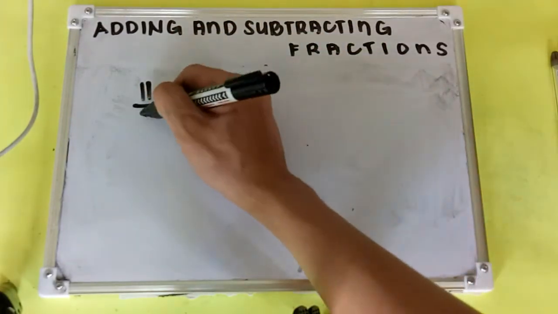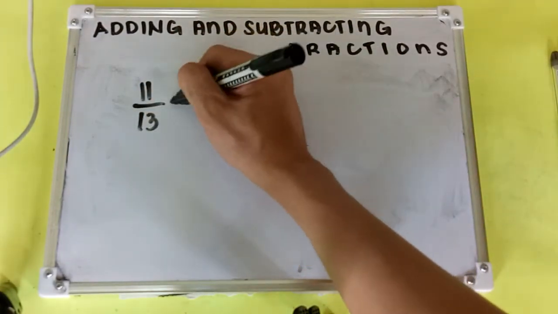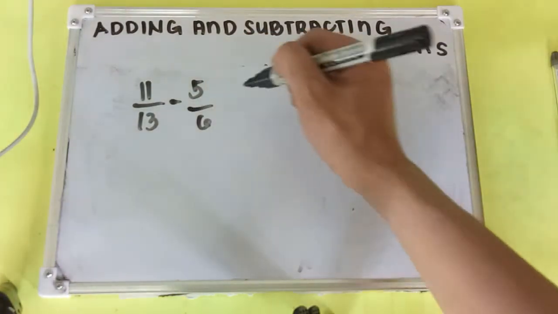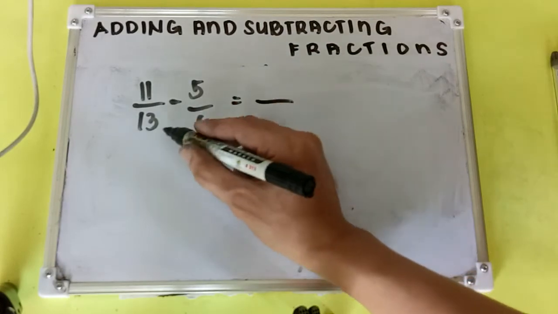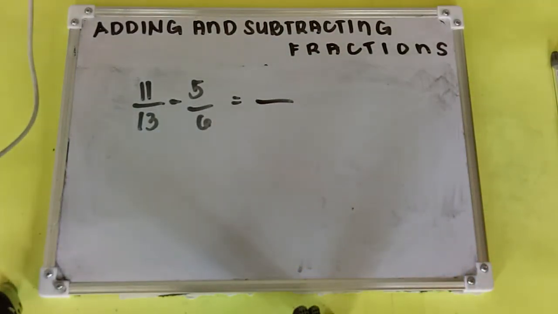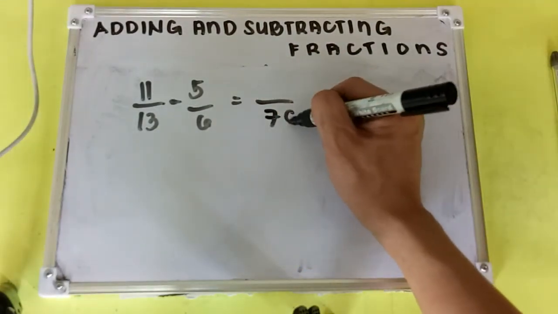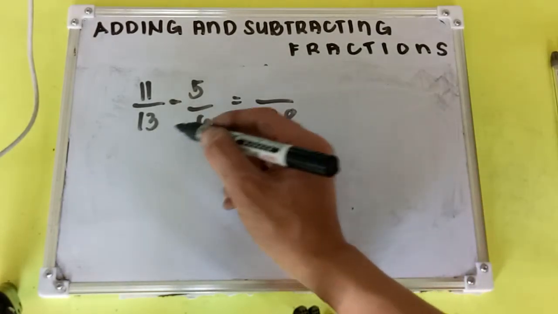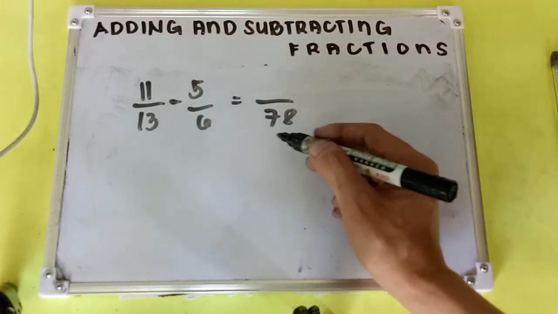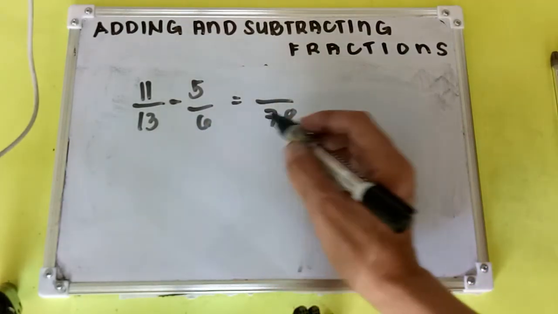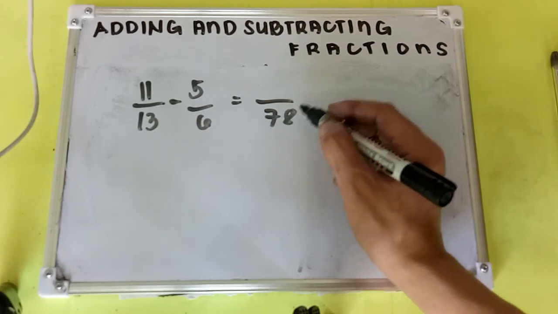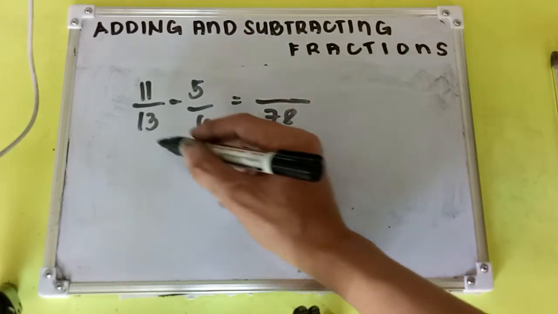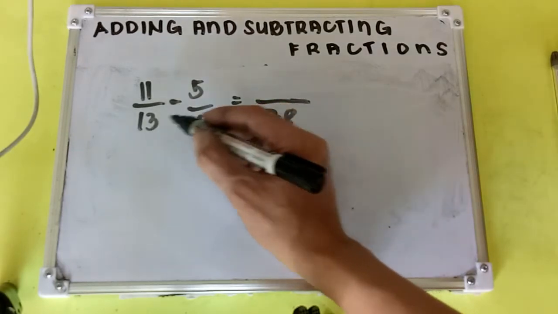11 over 13 minus 5 over 6. So again, gagawin lang natin, multiply. 13 multiplied by 6 is 78. 78 divided by 13, ang sagot ay 6. So sa ganyan, basta may multiply niyo ito, nakuha niyo yung product, so that will be your denominator. Then pag nag-divide kayo, 78 divided by 13, ang makukuha niyo sagot ay yung kabila lang.